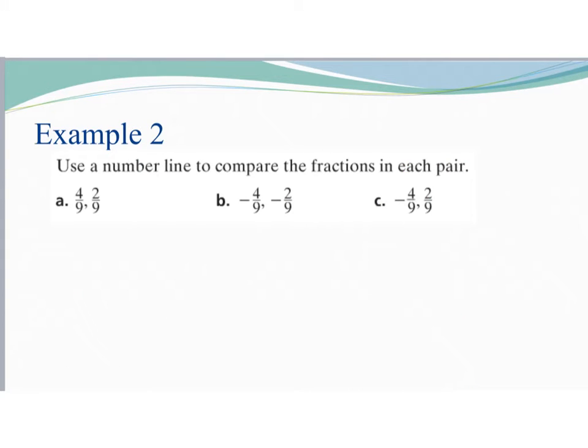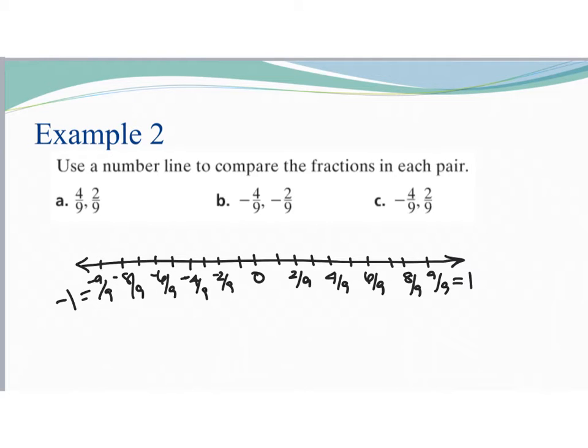For example 2, I would like you to try to do this on your own real quick, and then I'll work through the whole thing with you. I'm going to go ahead and draw a number line while you are working this out. For part A, it tells me to graph 4/9 and 2/9. On this big number line here, I have 4/9 and 2/9. To compare these, I can see that 2/9 is farther to the left than 4/9. So I would say that 2/9 is less than 4/9.